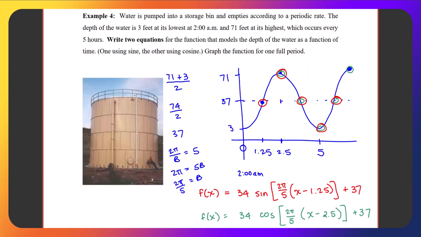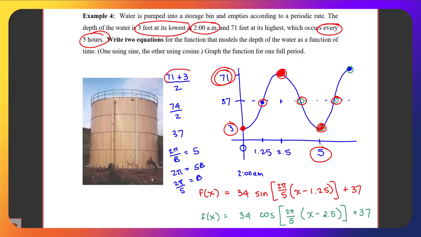In example 4, let's again draw the diagram and see if we can make sense of this. So at the beginning of the problem, it's 3 feet at its lowest, so that's here. And then 71 feet at its highest, and then it's going to go back down again. And this occurs every 5 hours. So the period is 5. Now to find the midline, I again take the average of the high and the low. Add them together, divide by 2, and we get 37.